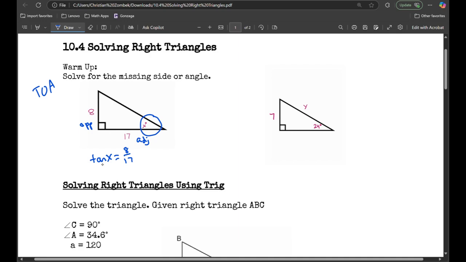And the way we get rid of the tangent and move it to the right is using arctan, or the tan inverse. So to move the tangent over to here, the X comes down by itself, and then I put tan inverse of 8 over 17 on the right. And then that will equal, we'll go to the calculator.